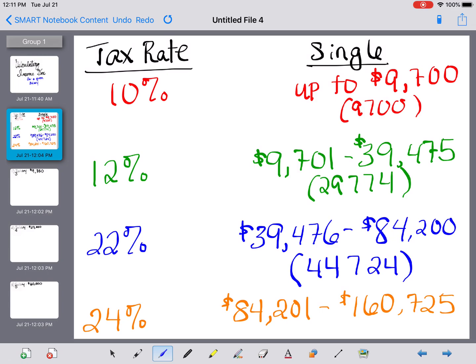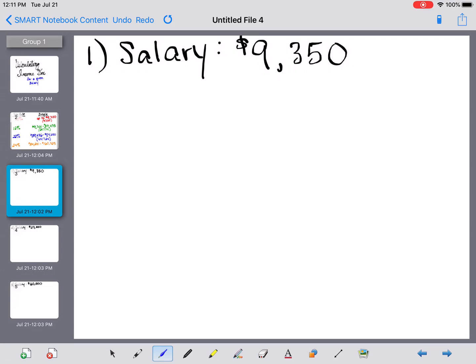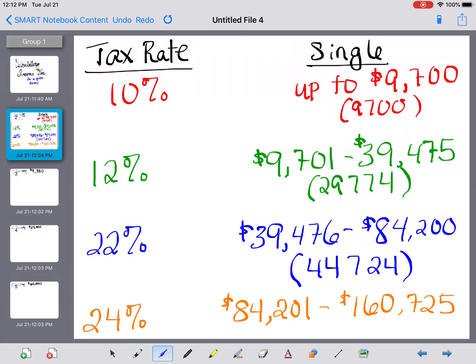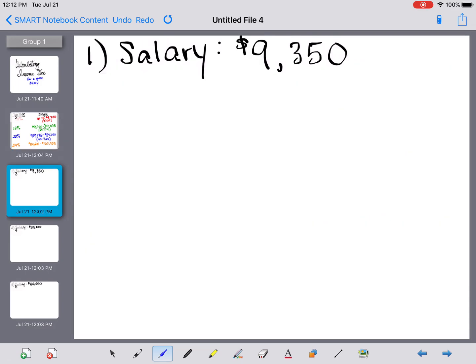All right, now let's take a look at our first example problem. Our first example says that we make $9,350. Not a lot of money, but all we have to do is figure out how many tax rate brackets we have to look at and then go ahead and calculate them. So when we go back to our slide with the tax rates on it, we see that 9,350 is less than 9,700. So this entire salary of 9,350 will be taxed at 10%.